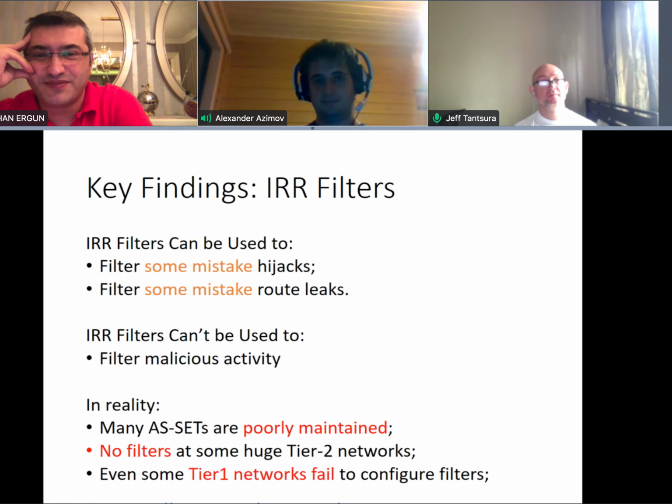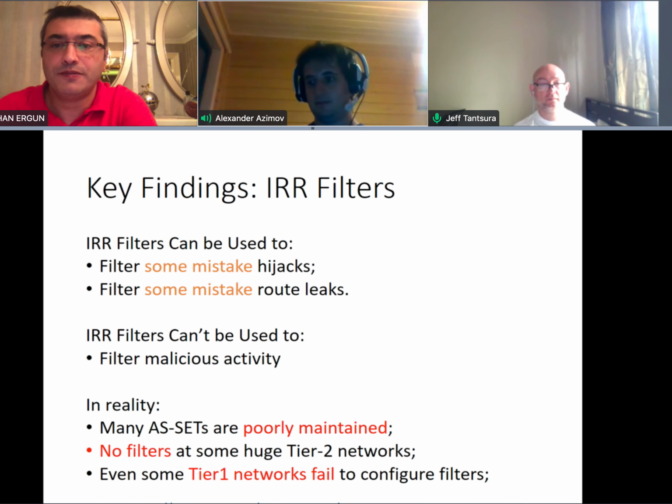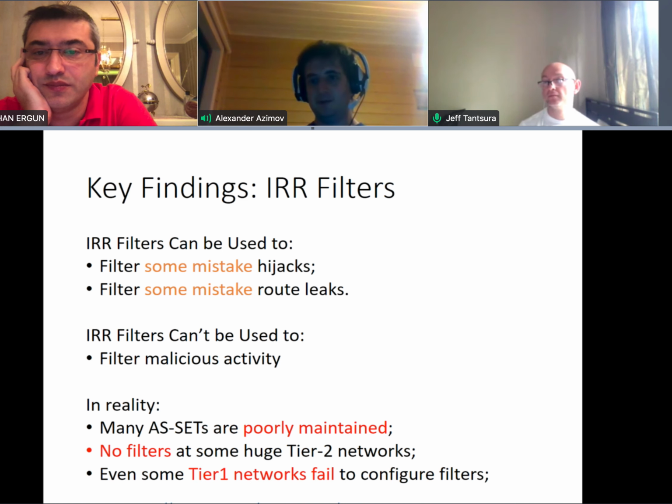So, to summarize our discussion about ASSET and IRR filtering, IRR filtering is very important because it helps the internet survive these days, because otherwise we would have constant incidents, hijacks, leaks, whatever. It can filter some mistaken hijacks and some mistaken leaks. It cannot be used to filter malicious activity. Unfortunately, because a lot of ASSET objects are poorly maintained, it makes all systems less effective.